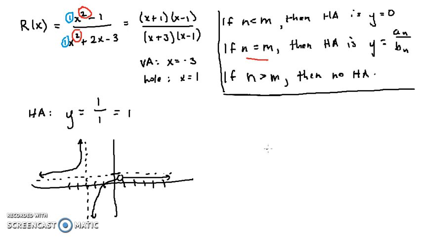Okay, let's see if we can do one more example. Let's say that we have r of x is equal to 1 over x plus 4. All right, now this one you should actually be able to graph as a shift of 1 over x. We've done this one before, but let's practice what we've been learning here. Okay, so we're looking for vertical asymptotes, holes, and horizontal asymptotes. Let's see if we can figure this out.